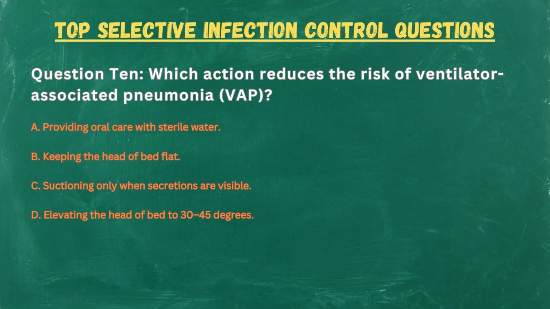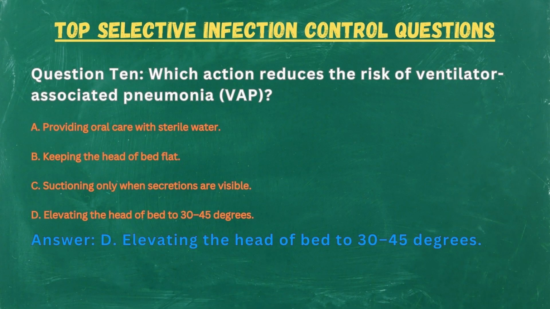Question 10. Which action reduces the risk of ventilator-associated pneumonia, VAP? A. Providing oral care with sterile water. B. Keeping the head of bed flat. C. Suctioning only when secretions are visible. D. Elevating the head of bed to 30 to 45 degrees. Answer. D. Elevating the head of bed to 30 to 45 degrees.